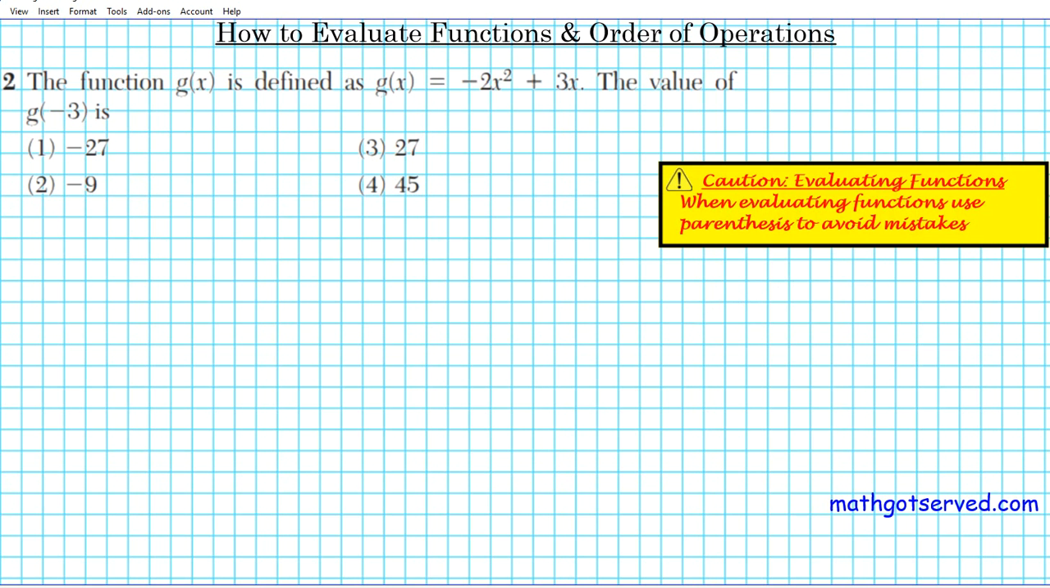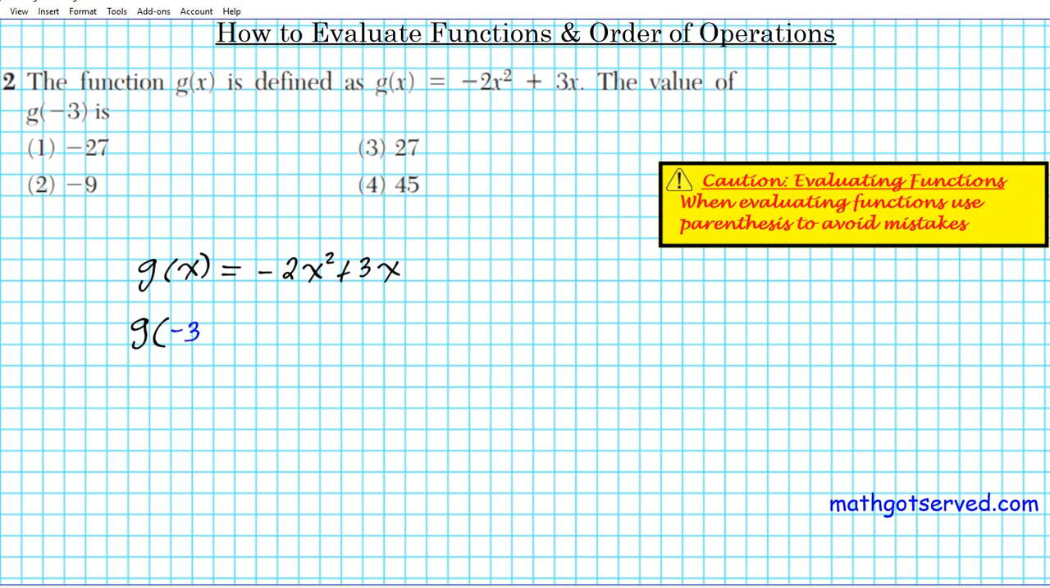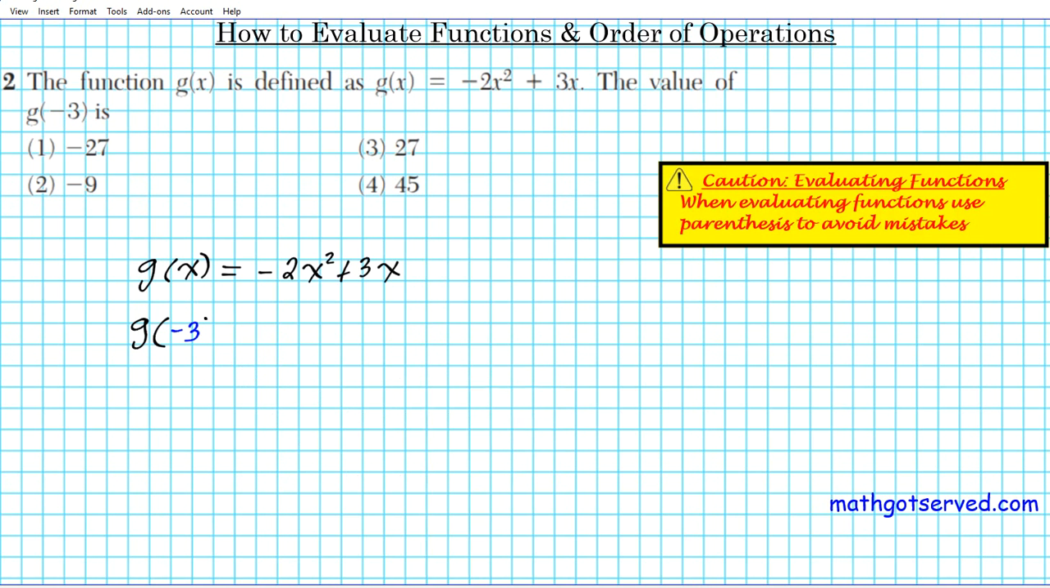Let's take a look at the function under consideration. We have g of x is equal to negative 2x squared plus 3x. The question says, what is the value of g of negative 3? So g of negative 3. So what's happening here is we are inputting negative 3 into the function and trying to figure out what the resulting output is. Alright, it's similar to the previous problem, but we're doing the same process algebraically here.